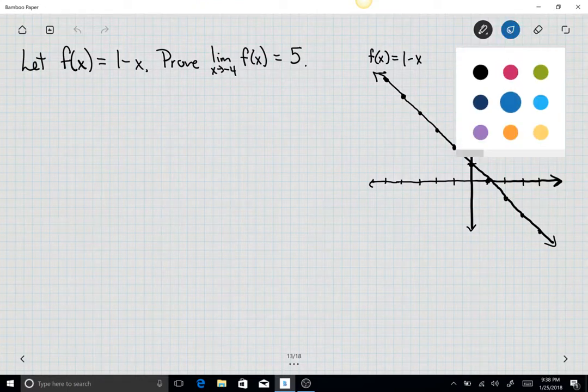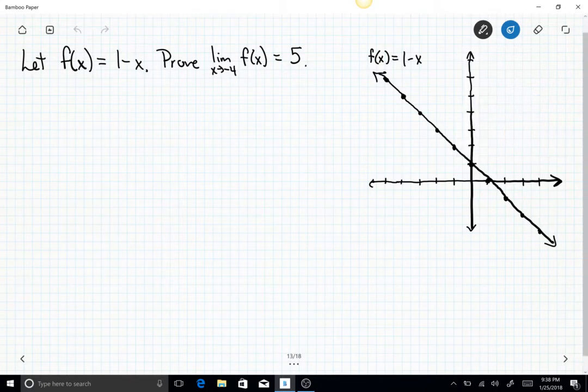Let me change that to a blue. Okay, let's say we have f of x equals 1 minus x, and prove that the limit as x approaches -4 of f of x equals 5. Okay, so how do we actually go about the proof? Well, first we need to deal with delta and epsilon. So first off, we have this -4 sitting right here, and that's going to be our limit. And notice we have that this value right here is 5.